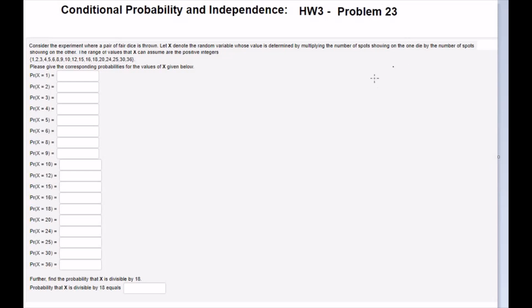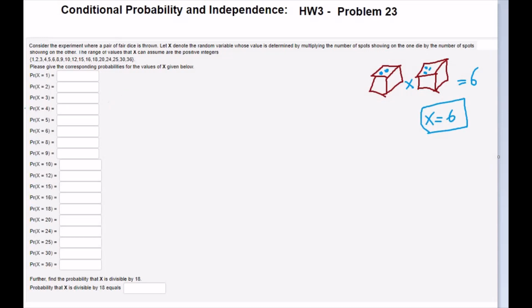Let's try to understand the question. We are throwing two dice. We are checking what numbers are on top, and we are multiplying them. We take the product of those two numbers, which is 6. So that's the value that x can take, 6.